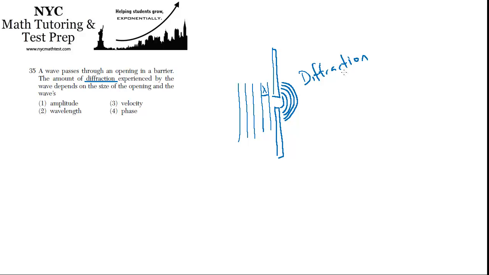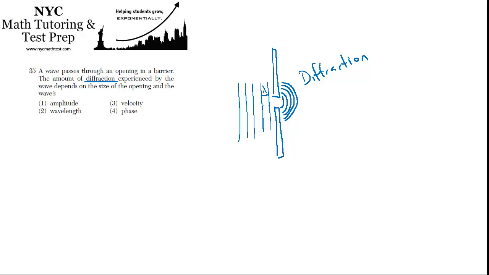But if the wavelengths are really small relative to the size of the opening, then you really won't see this effect. Because if the opening is relatively large, then the wavelengths are so small they'll just pass through and they'll still look the way they look on the left side by the time they get to the right. And the opposite's true too.